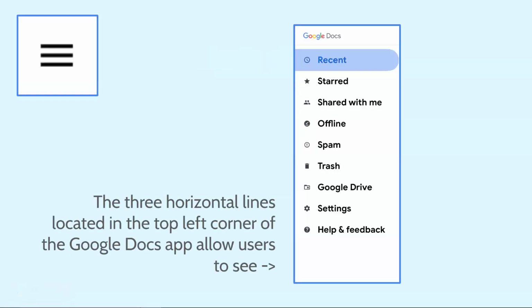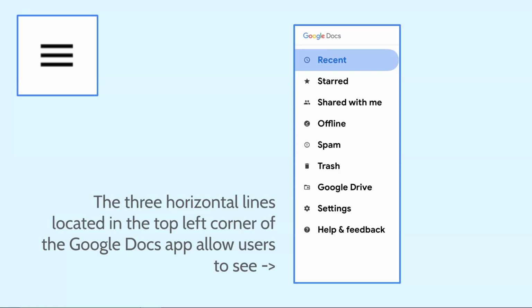Okay. So the three horizontal lines located usually in the top left corner of the Google Docs application allow users to see the following. So you can see Recent, which are the recent documents you have been working on. Starred, any documents that you have marked with a star just to access them quickly. Shared with me, any documents that other people have shared with you via the Google Docs application or the Google Drive application. Offline, if you mark any documents as offline, so when you don't have internet, you can go there and access your offline documents.